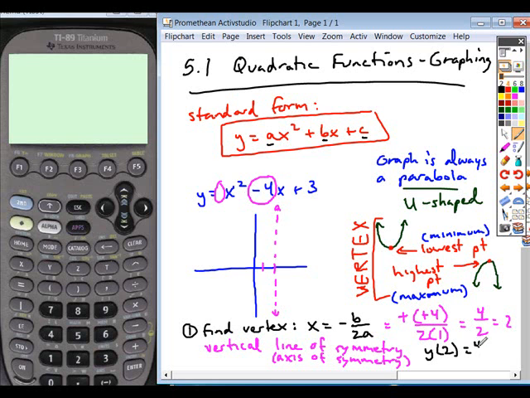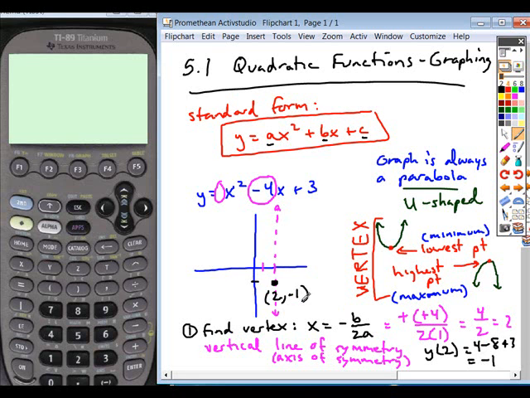Okay, so what is 2 squared? So we get 4 minus, what is negative 4 times 2? We get minus 8 and then a plus 3. And so when we simplify this, 4 minus 8 is a negative 4, plus 3 gives us a total of negative 1. So here's our y-coordinate. So we can plot our vertex. Okay. Once you plot your vertex, our vertex has the coordinate 2, negative 1.